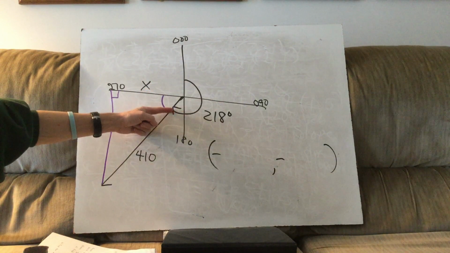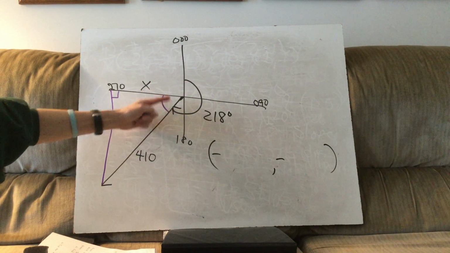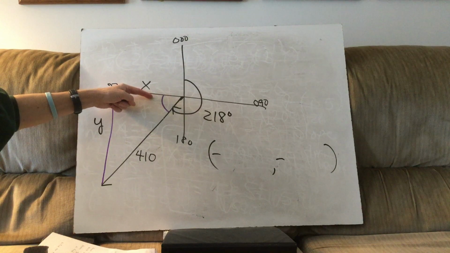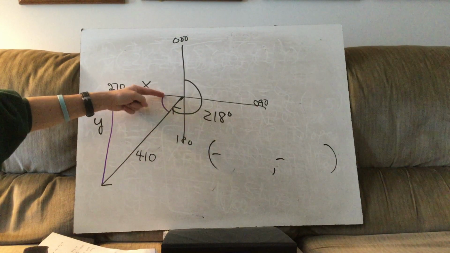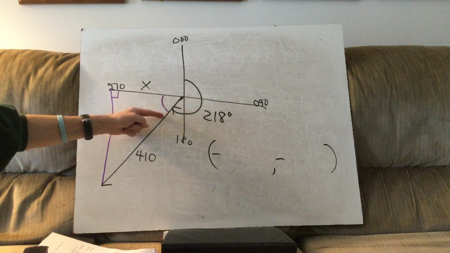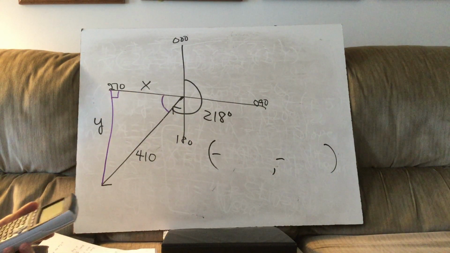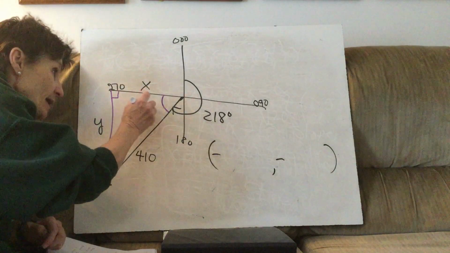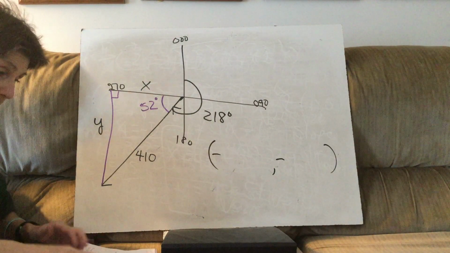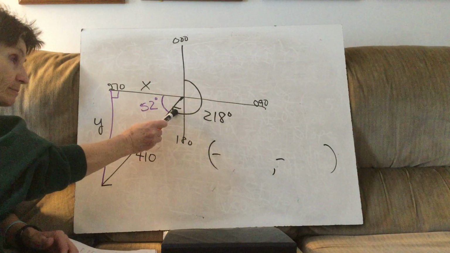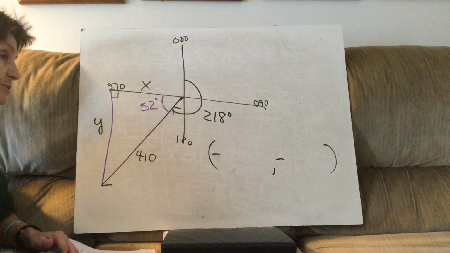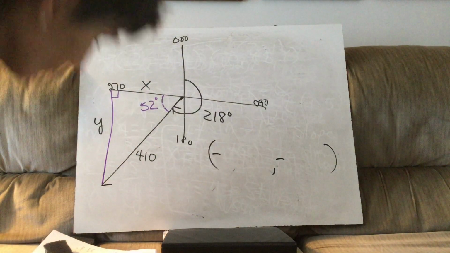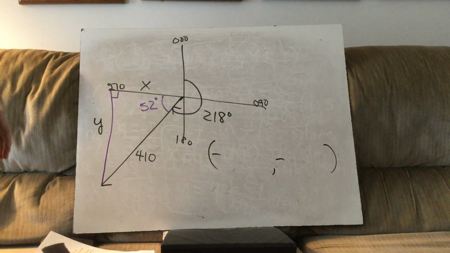So if I know this far is 218, and I know all the way to here is 270, because that's how it's labeled. This is 218. This is 270. Then I need to figure out how far apart 218 and 270 are. So I'll just subtract 270 minus 218, and that angle is 52 degrees. 218 plus 52 would bring me to 270.